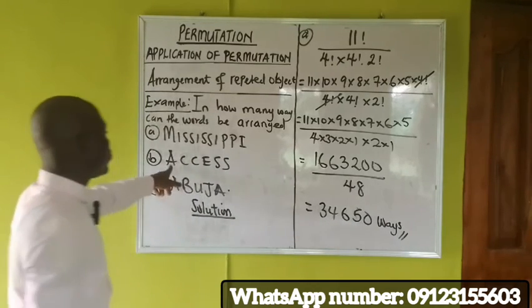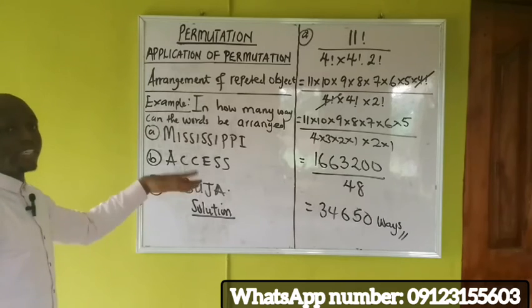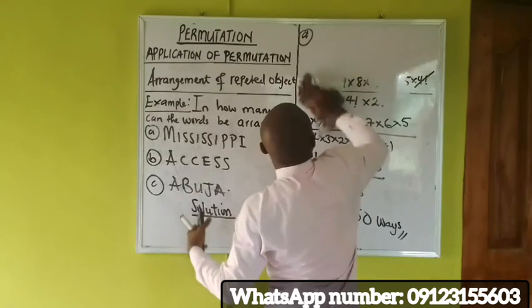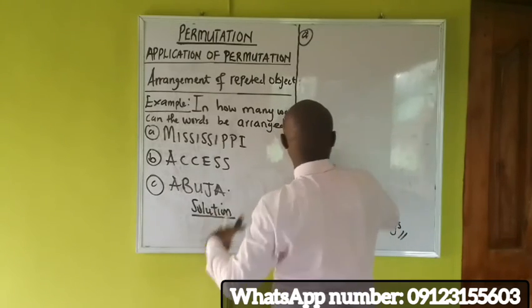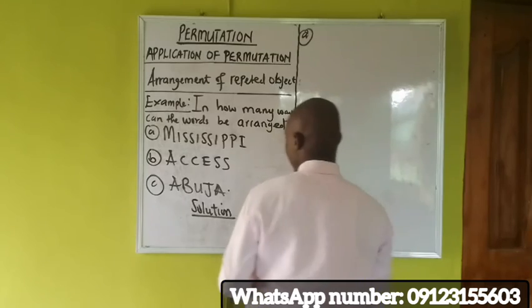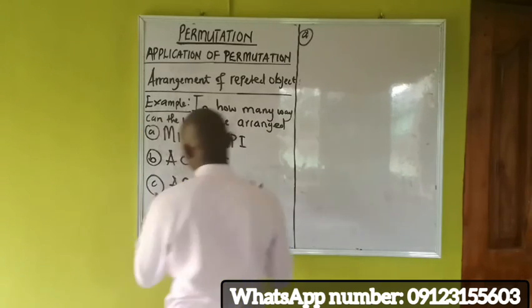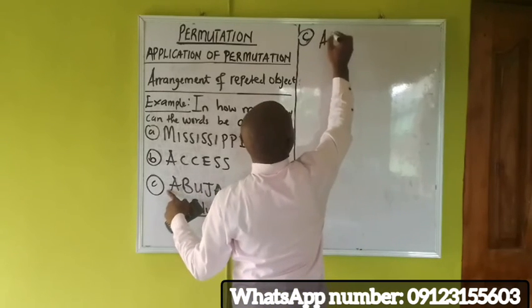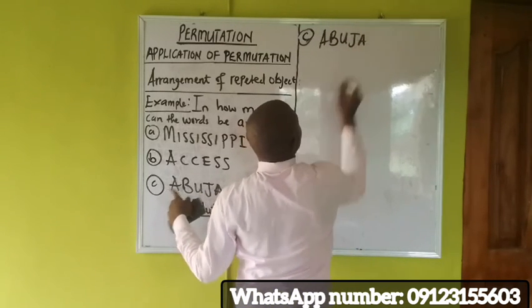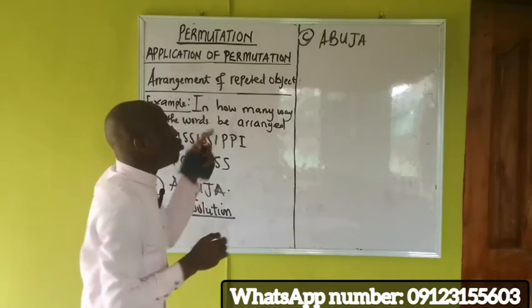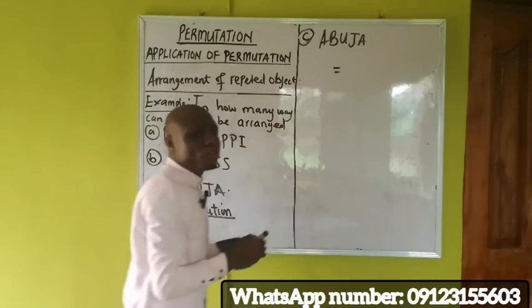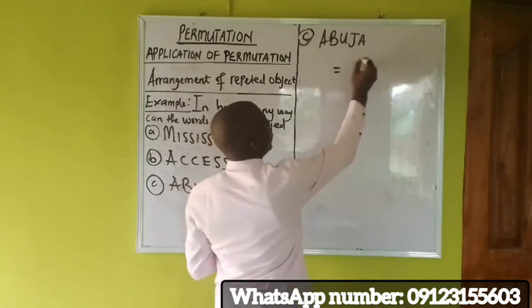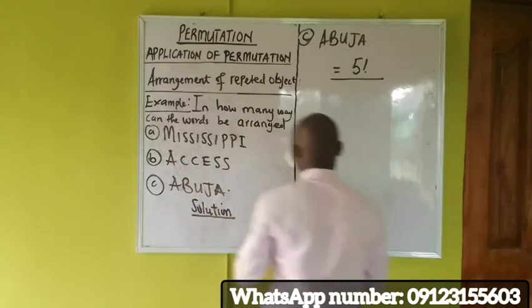I will do B, you do C. Put your answer in the comments below. So if I want to do C, I have Abuja. First things first, what do we say we do? The first approach is to count the number of objects. I have 1, 2, 3, 4, 5. That becomes 5 factorial over. Now, let's start with A. How many times? 2 times.